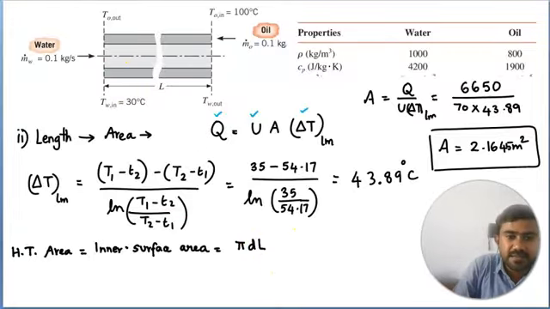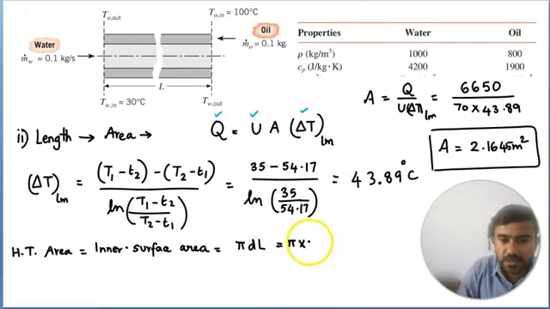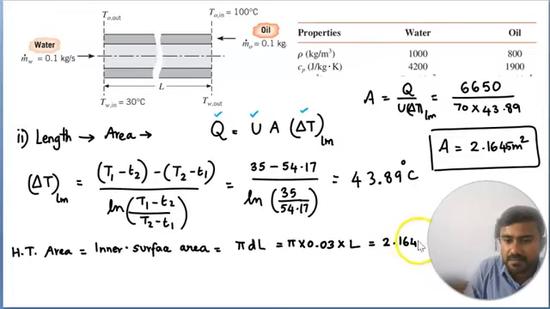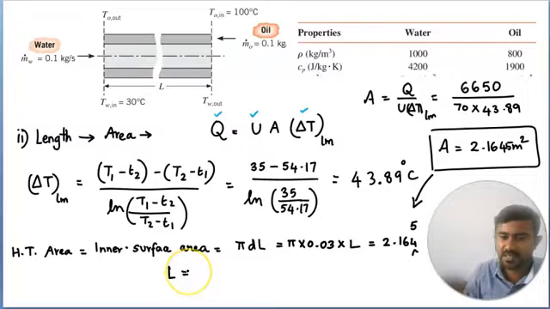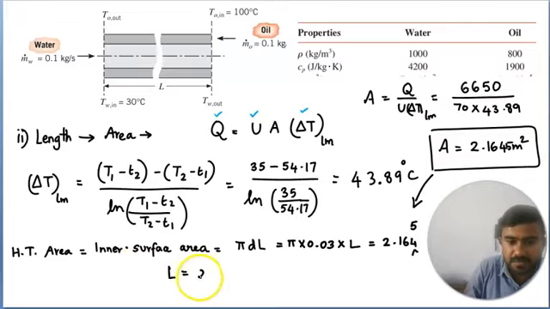And the inner diameter is given to be 30 mm. So this will be pi into 0.03 into the length of the heat exchanger. Now, because you know this area is 2.1645, we calculated it here. You can rearrange and find the length of the heat exchanger, which is 22.97 meters.